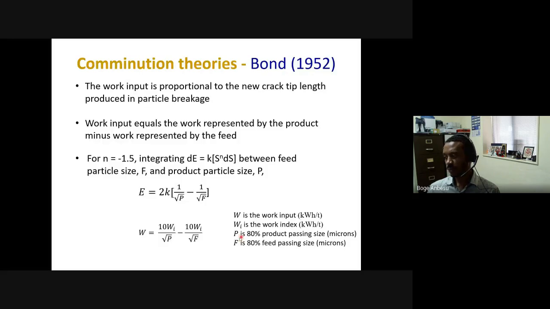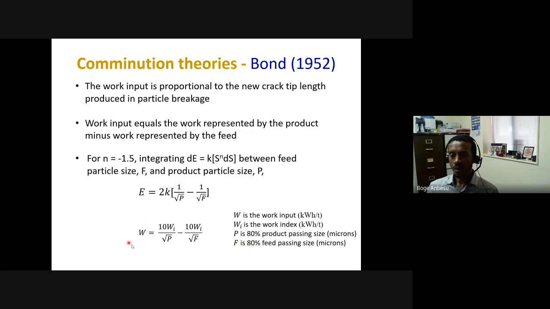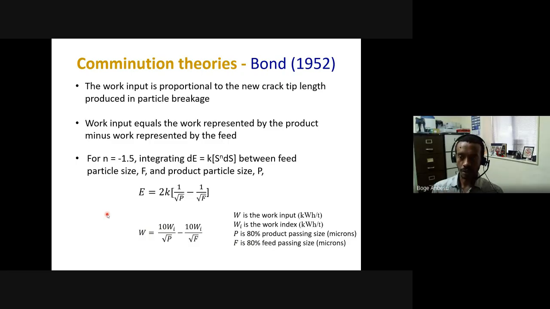Because if I did particle size distribution on the product, I can determine the 80% passing size. If I did particle size distribution on the feed, I can determine the F, which is the 80% passing size for the feed. If I measured power consumed during my milling, I know the W. Then I can actually work out the work index, which is intrinsic to that particular rock.